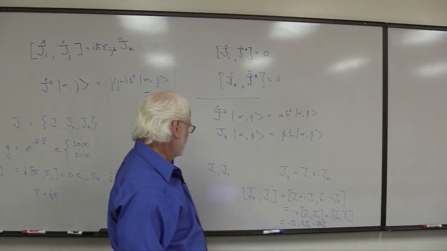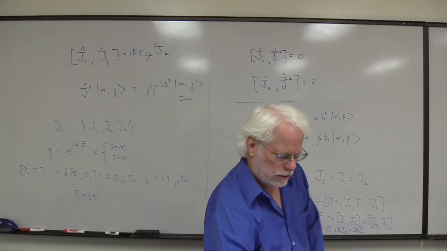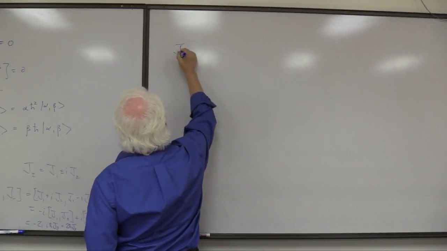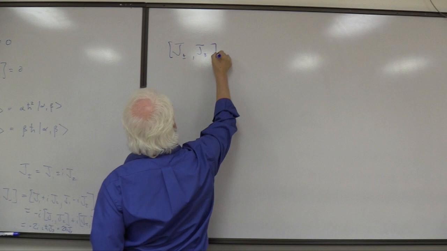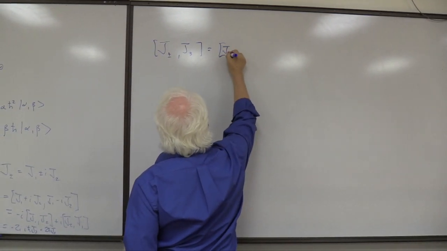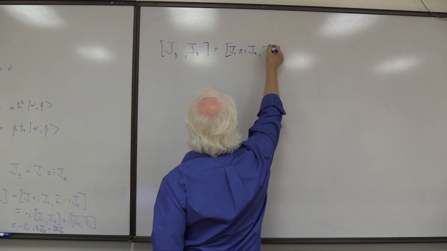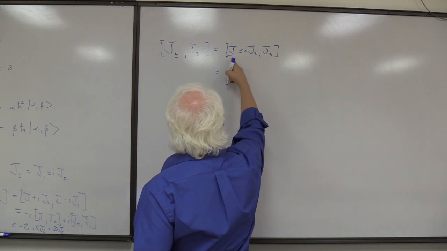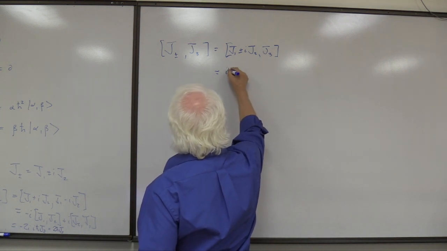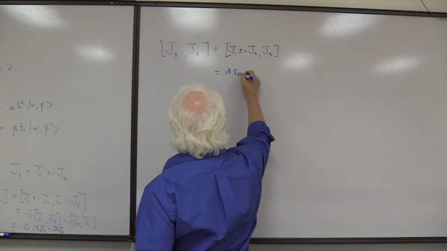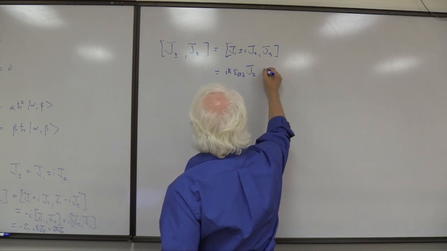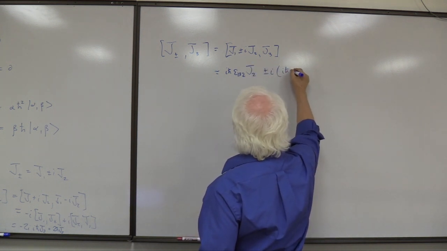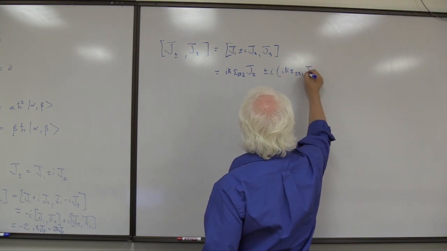Now, we also need the commutation relation of each of these with J3. So J plus or minus with J3 is going to be J1 plus or minus i J2 with J3. J1 with J3 is i h bar epsilon 1, 3, 2 J2. And plus or minus i times J2 with J3 is i h bar epsilon 2, 3, 1 J1.